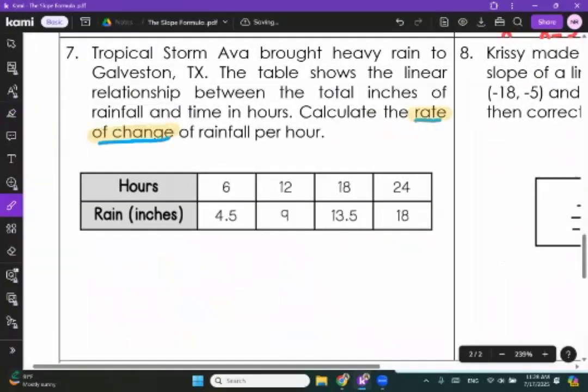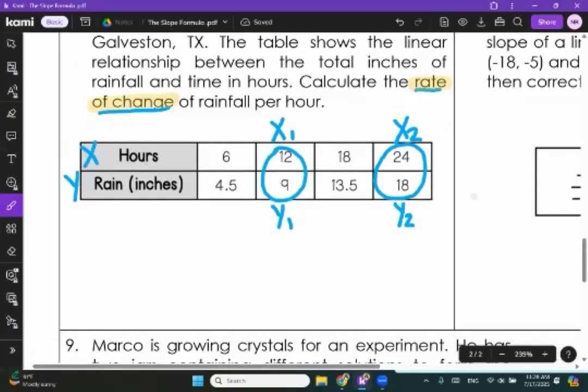So we can use any random points. I'm just going to use these two. x1, x2. When your table is laying down, just keep in mind x value is on top, y value is on the bottom. Okay. Y2 minus y1, so 18 minus 9. Then the x value is 24 minus 12. This would give us 18 minus 9, 3/4.